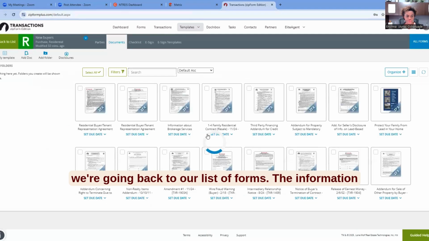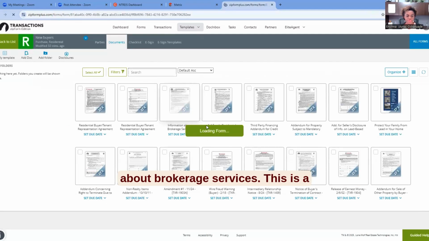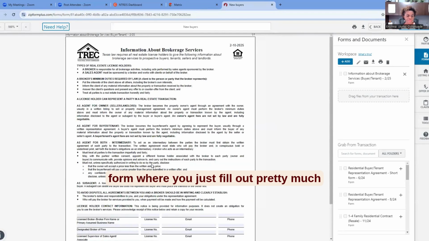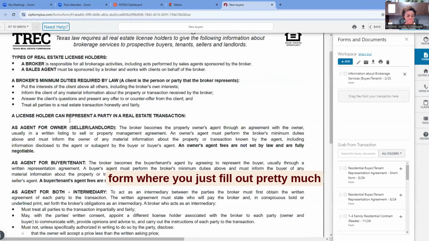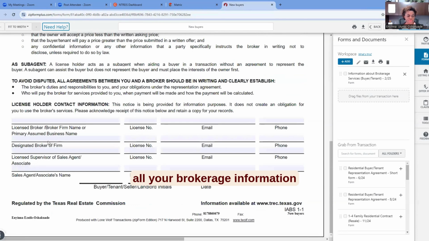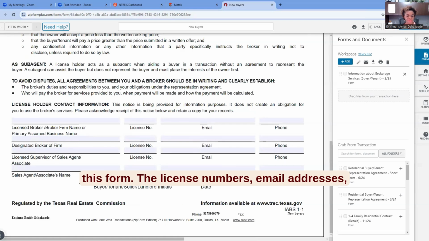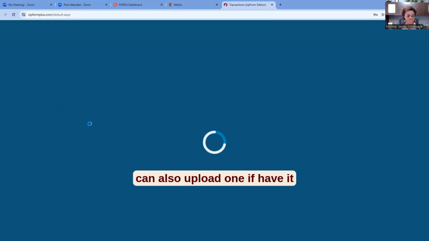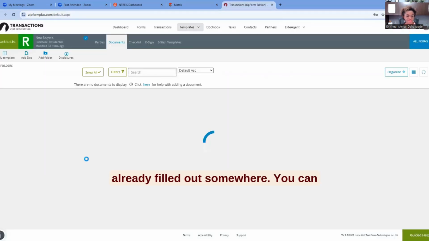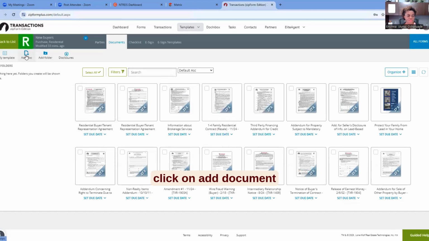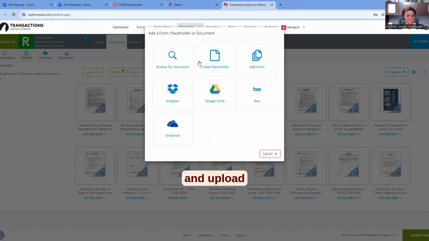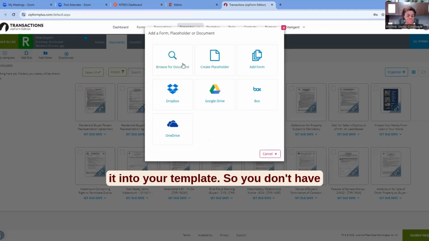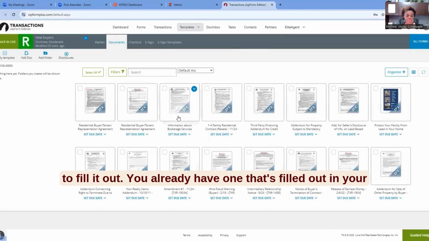So we're going back to our list of forms, the information about brokerage services. This is a form where you just fill out pretty much all your brokerage information and your own information as it applies to this form, the license numbers, email addresses, and phone numbers. With this form, you can also upload one if you have it already filled out somewhere. You can click on Add Document and upload it into your template so you don't have to fill it out. You already have one that's filled out in your template.